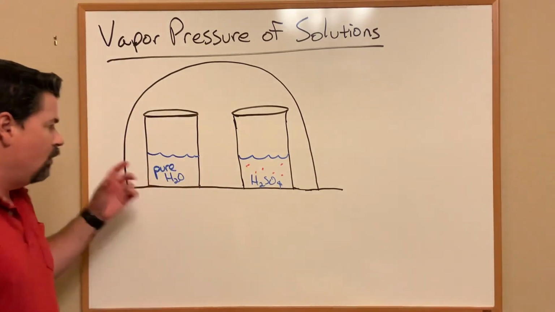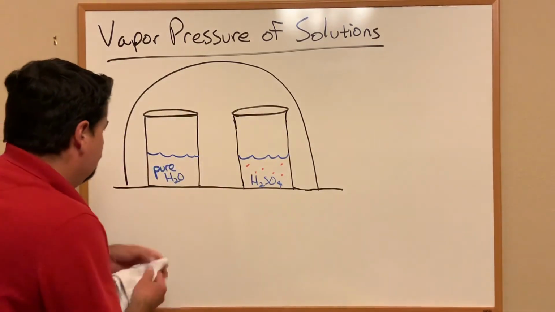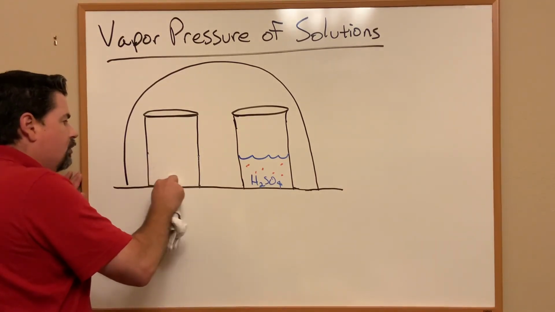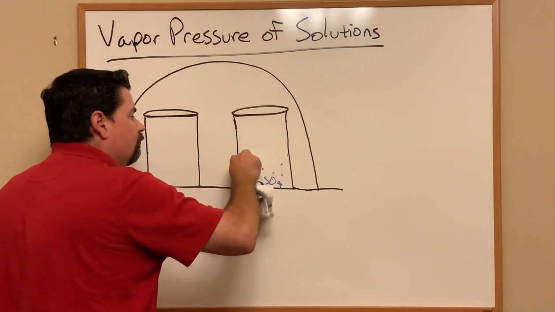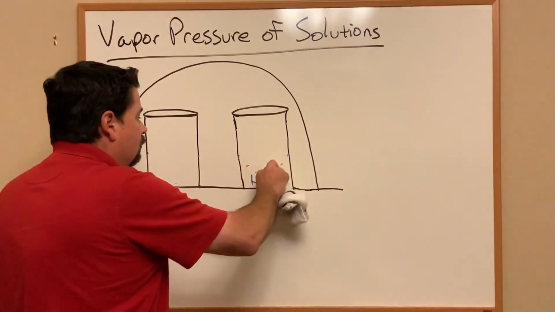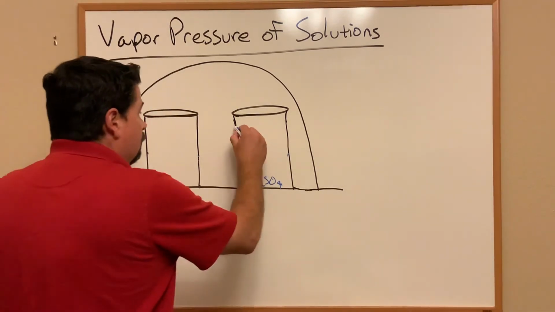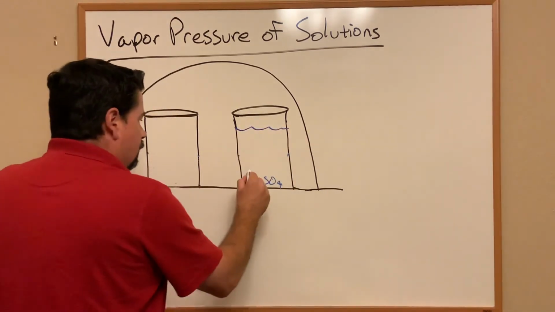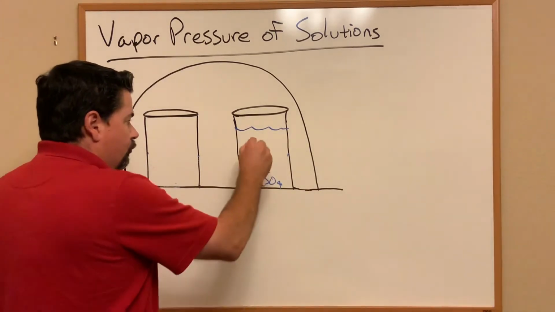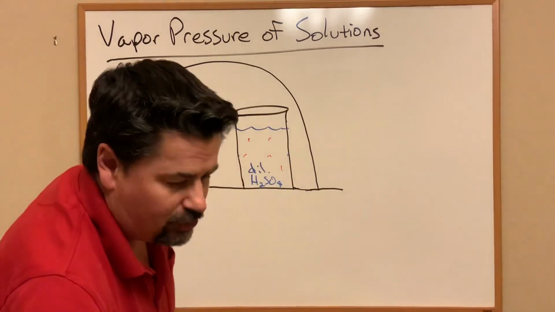So what happens over time? Well, over time, what we see happening is the level of the water goes down until there's none left, and the level of liquid in the solution container goes up. And so this is now dilute sulfuric acid. There's more volume for the given amount of particles.